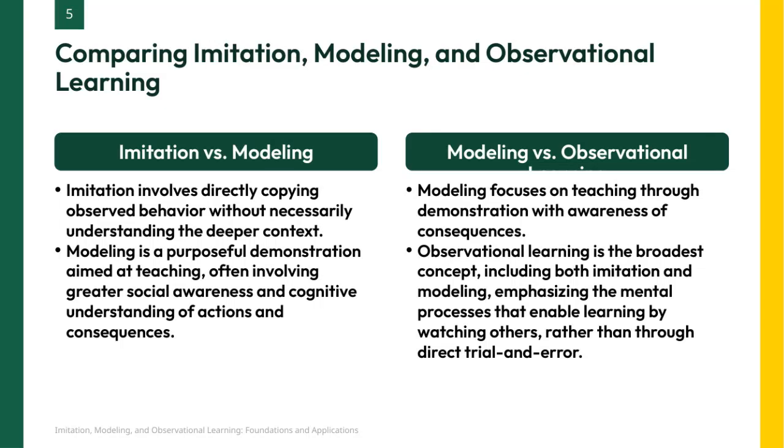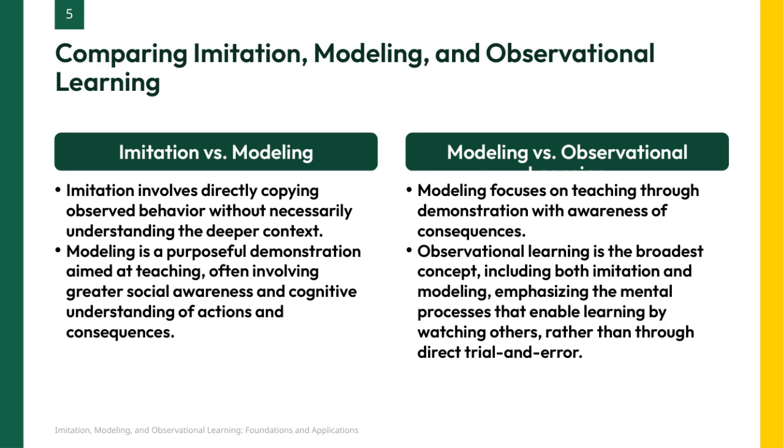When we compare imitation and modeling, the key difference lies in intention and understanding. Imitation is simply copying what someone else does, often without grasping why or what the behavior means. It's a more automatic response. On the other hand, modeling is a deliberate act of demonstration, where the person showing the behavior usually understands the social context and the consequences, aiming to teach or guide others.